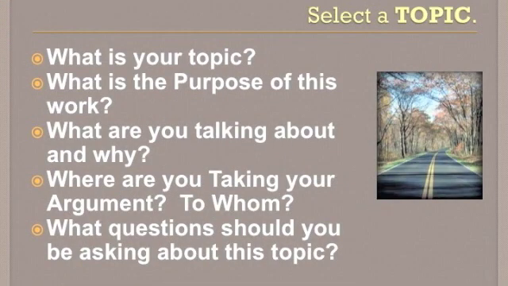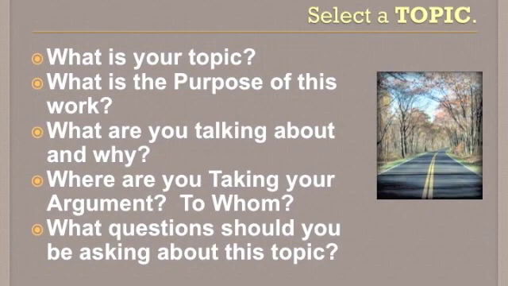When searching for a topic, you will be asking several questions. What is your topic? What are you talking about and why? What is this thing you're talking about? And why should a reader be interested? What is the purpose of this work?